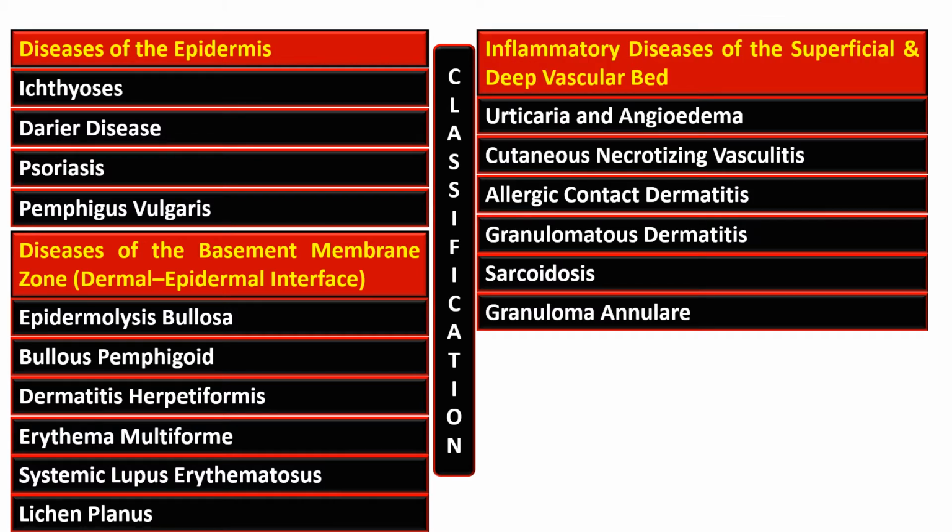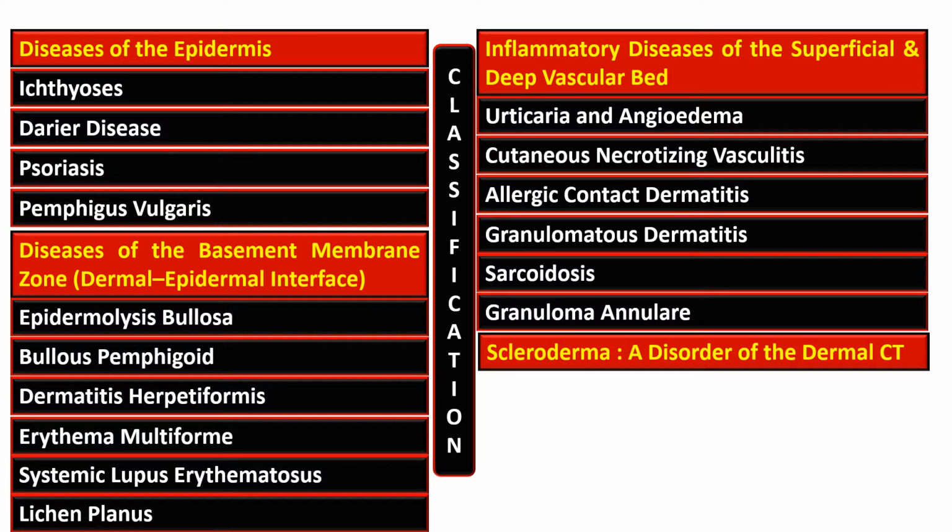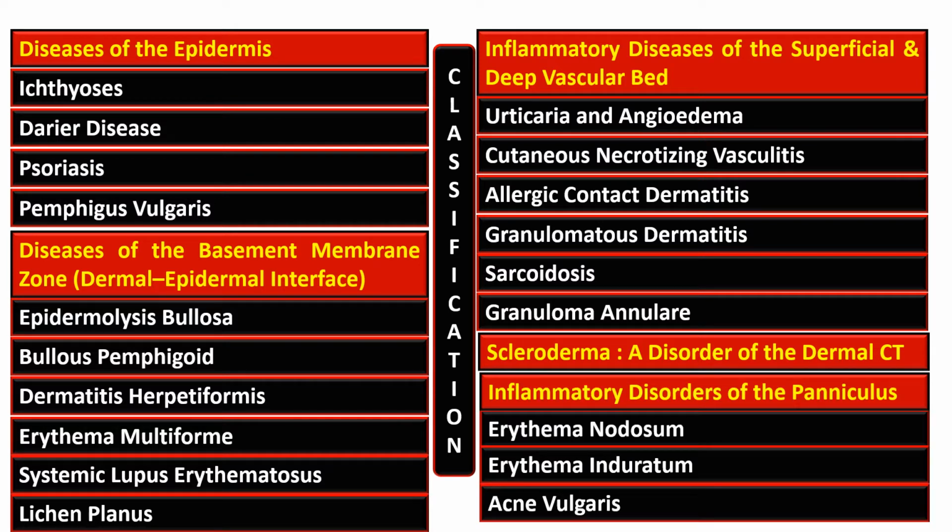Then there is inflammatory diseases of the superficial and deep vascular bed, and among these urticaria and angioedema, cutaneous necrotizing vasculitis, allergic contact dermatitis, granulomatous dermatitis, sarcoidosis, and granuloma annulare. Then another head is scleroderma, that is the disorder of the dermal connective tissue.